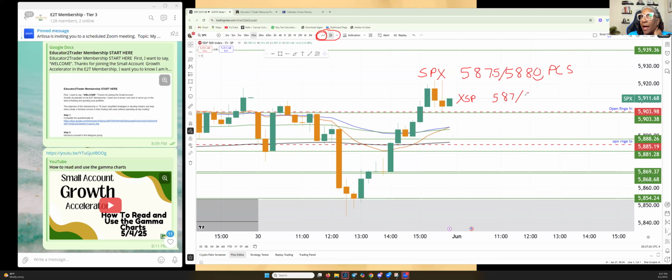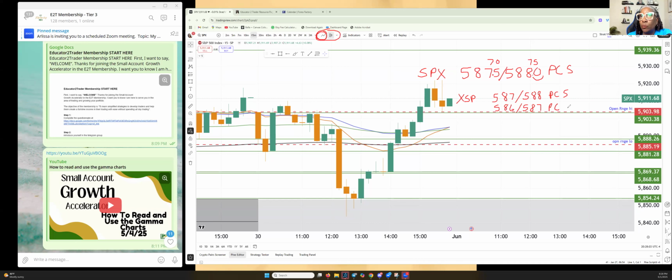So I do 587, 588 on XSP. Now, if that's feeling a little uncomfortable, because Magic 8 Ball suggested 70, 75, and I personally went up one more, in this case I would do 586, 587.